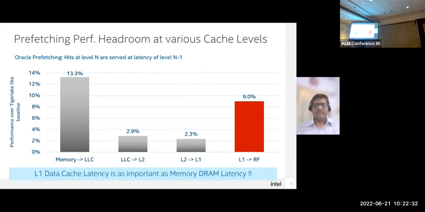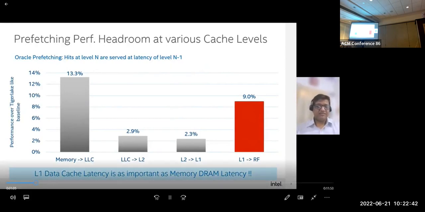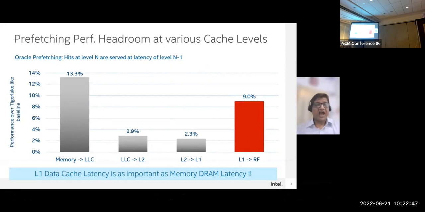Our results show that prefetching from memory into the last level caches leads to a huge 13% performance uplift. This large performance gain from prefetching into the last level cache is expected given the high latency of DRAM. What is more interesting is the last column of the chart, which shows the performance headroom of prefetching from L1 data cache to the register file.